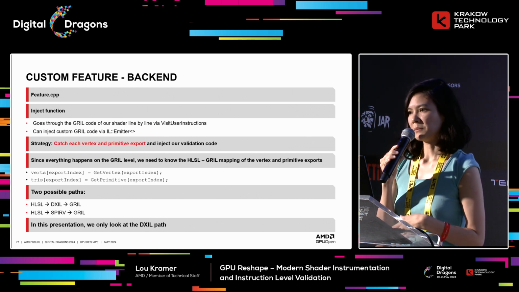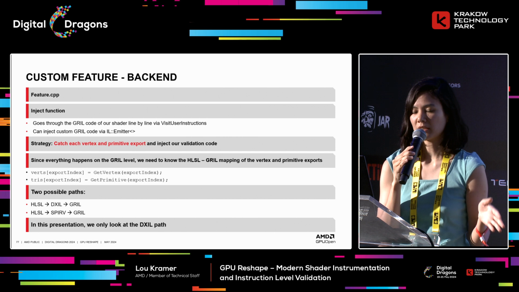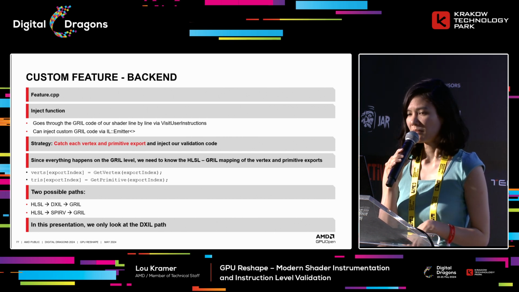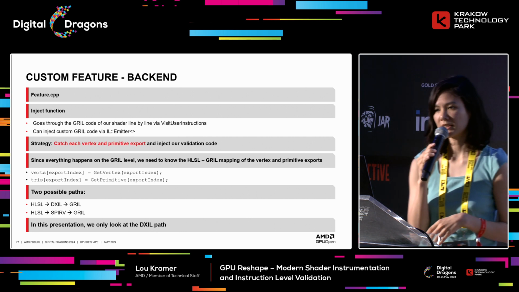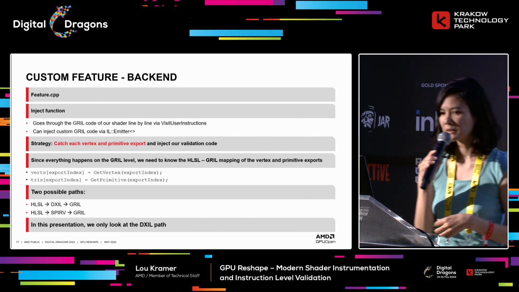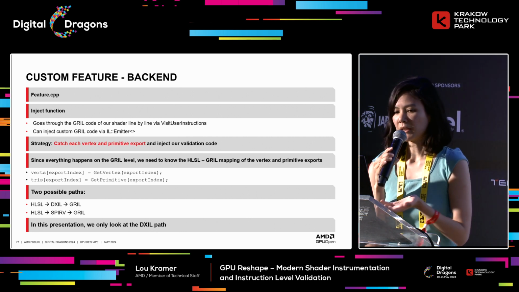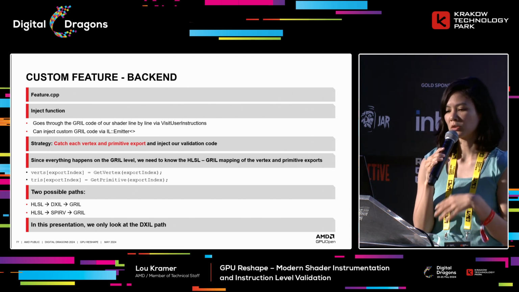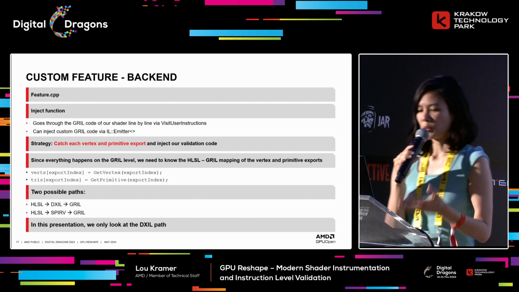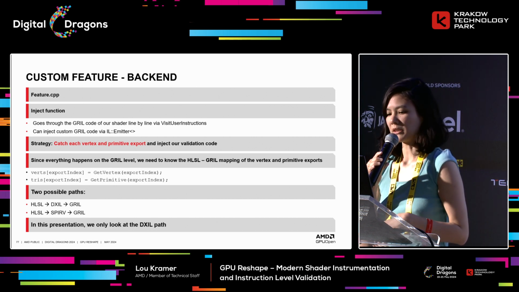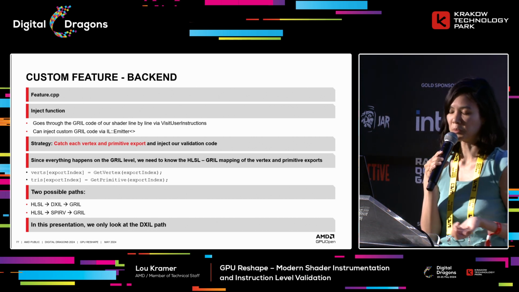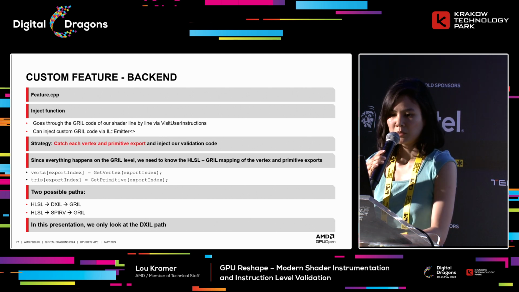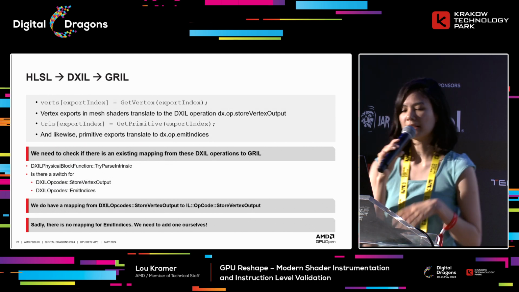So there are two possible paths, right? We can have HSL via Dixel and then GRIL, or HSL via SPIRV. So for this presentation, we will only look at Dixel because of time limits. If you write a feature for your application, obviously you choose the path that your application is taking. If you write a feature and then want to do a merge request and ask Miguel to merge it into the development branch, then you should support both paths. But yeah, today, we only look at the Dixel path.